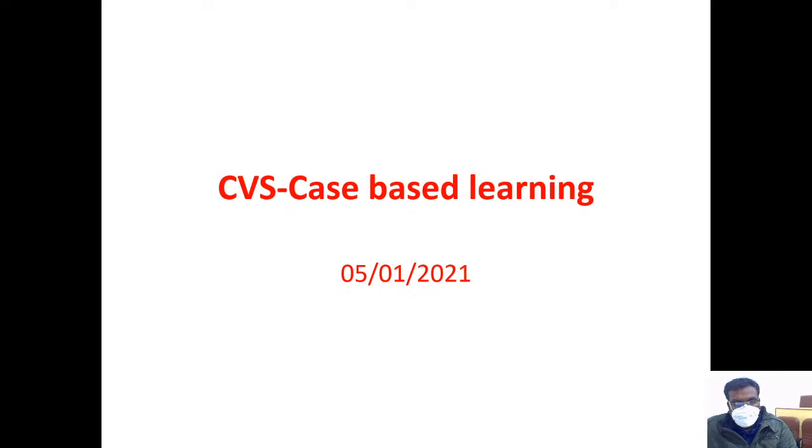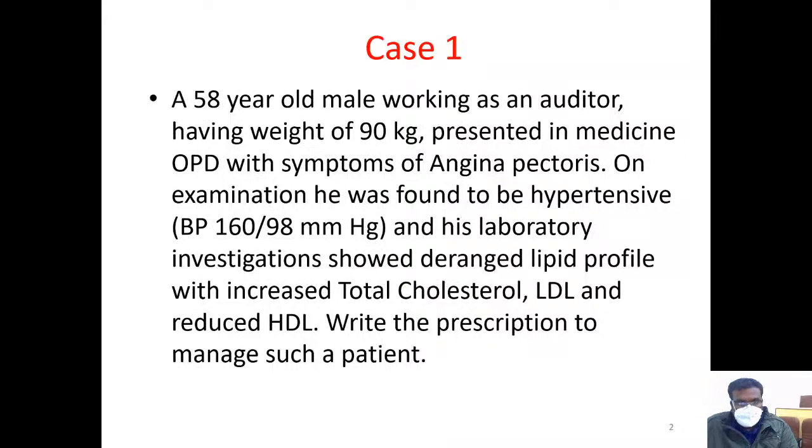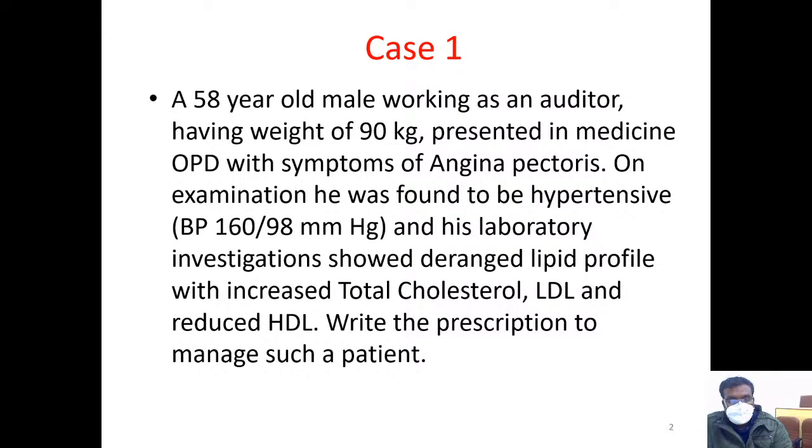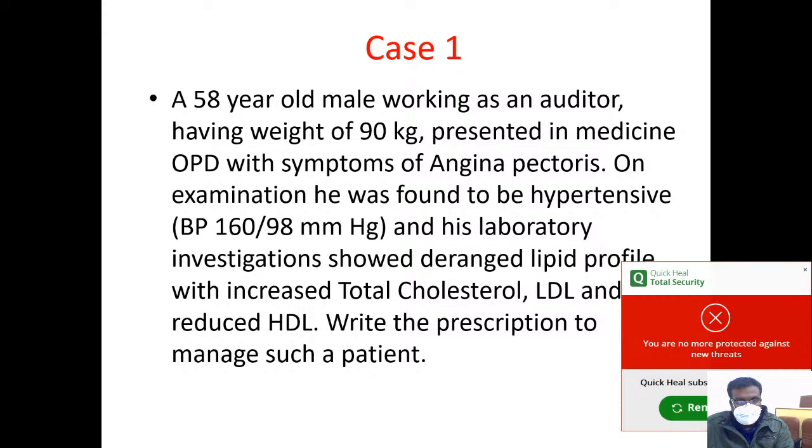Good afternoon everyone. Today we are going to see the CVS case based learning. So we will be seeing the prescription writing based on cases, and after that we will be going through the drug interactions. Before going to case 1, in the prescription writing, what all you have to include is the patient details, then the doctor details, then the diagnosis of the patient, then the treatment. These are the things you have to include in your prescription. So first we will go to case number 1.